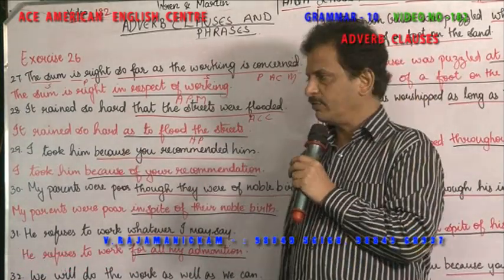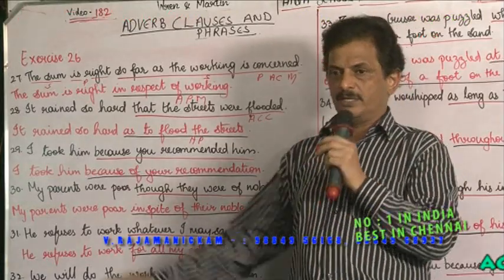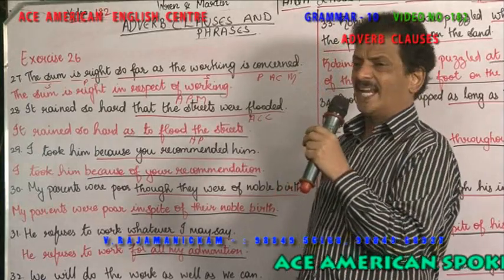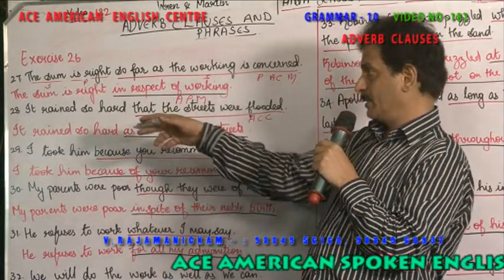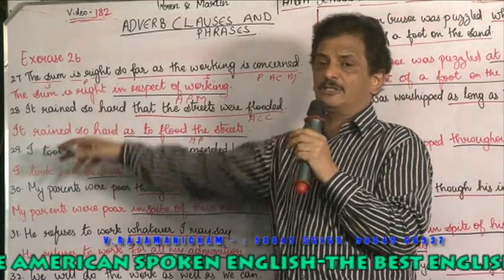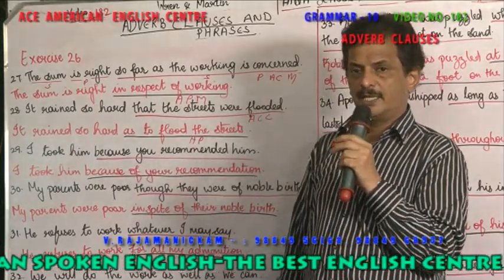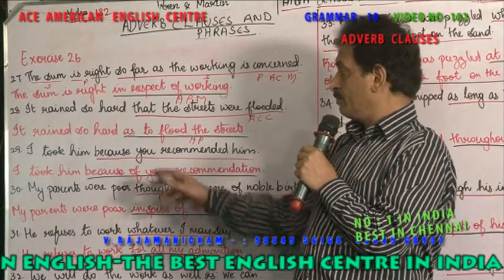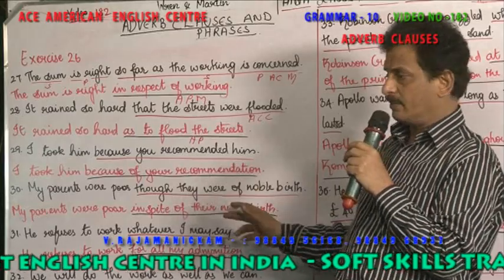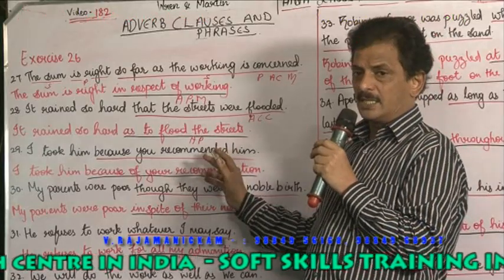I took him. It is a full sentence. I is the subject. Took is the verb. Him is the object. It is a full sentence. I took him. Why? You recommended me. It's one sentence. Because you recommended me, I took him. Because you recommended him, I took him as an employee. You is the subject, recommended is the verb, him is the object. So, it is a clause, it is a sentence.